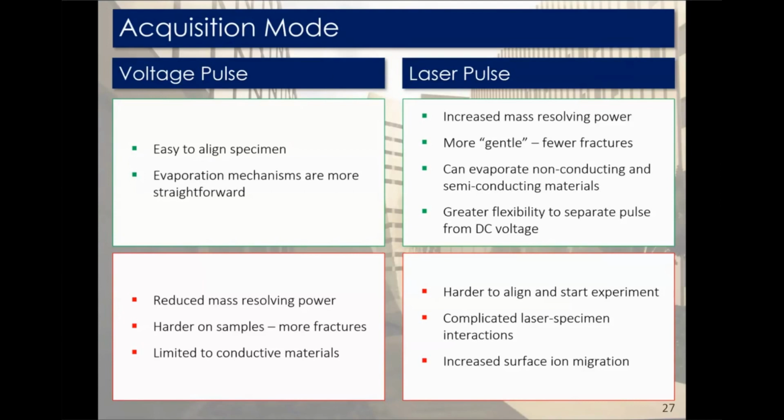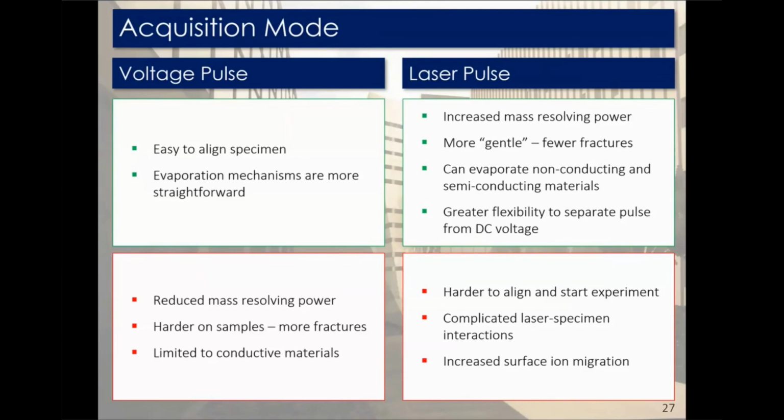Laser pulse also tends to be a little bit more gentle on your sample. You're less likely to fracture it. The electric field that we're putting the sample under in an atom probe will cause a stress on the material. And when you're pulsing that field, in addition to the static DC field, you are putting an additional stress onto the material. The laser pulse doesn't have that, so it tends to be a little bit more forgiving to samples that are very brittle, very fragile, and might otherwise fracture under too high of a stress.